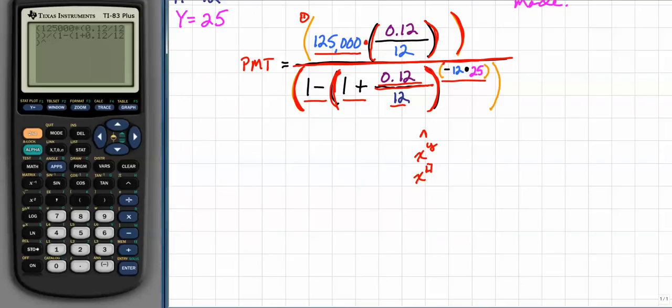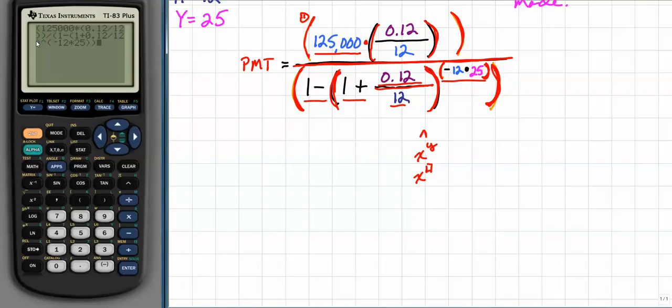And by going ahead and typing in this open parentheses, I'm going to be able to include all of this expression as an exponent. So I'll press my negative key, I'll type in the number 12, I'll multiply by 25, and then I will close this parentheses. Finally, I need to close this last set of parentheses. And once I've done that, I need to just double check and make sure everything has been done.